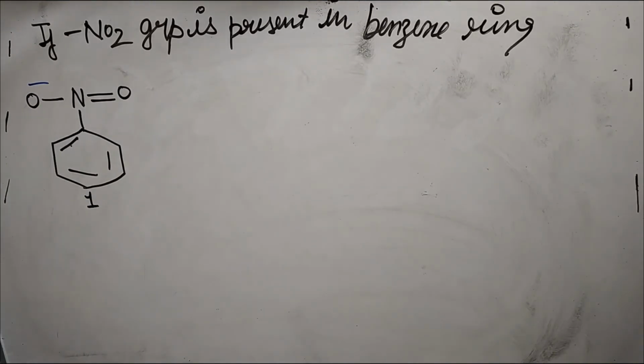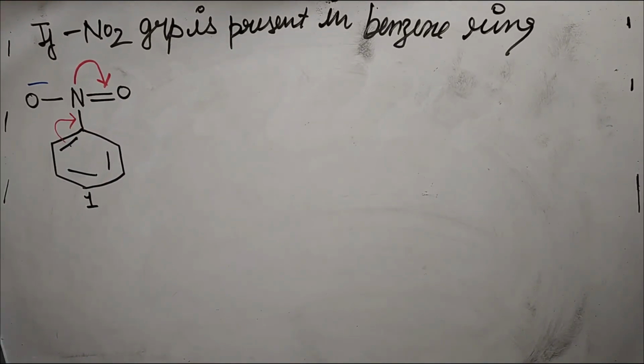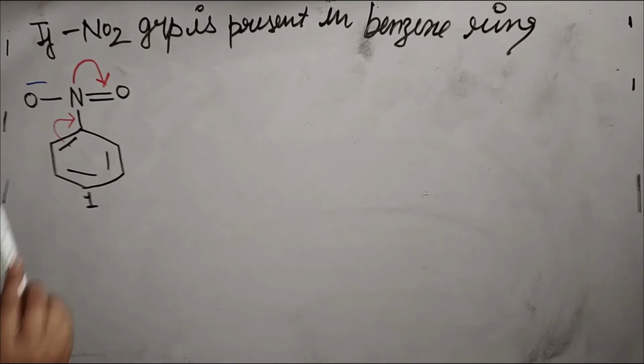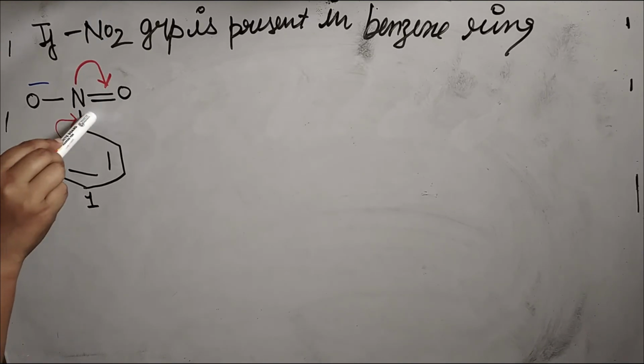So this is the case of NO2. Now let's see in resonance how it will act. As it is an electron withdrawing group, let's see the movement of electrons, how it takes place. Because of the electron withdrawing nature, this nitro group will try to withdraw the electron from the benzene ring. So here you can see the shifting of electron in double bond at this position.